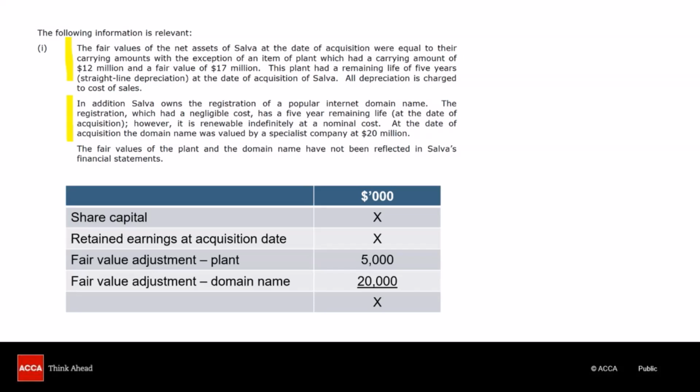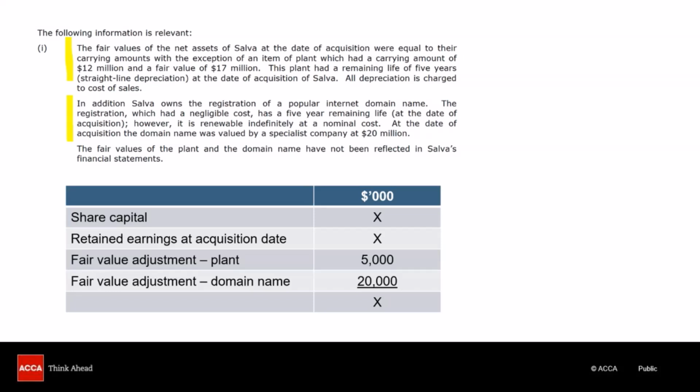Now, over here, for the fair value adjustment with respect to plant, we need to add it in the working for the cost of investment, because this is a positive adjustment. The value of an asset is increasing. The second working is, in addition, Salva owns the registration of a popular internet domain name. The registration, which had a negligible cost, has a 5-year remaining life. At the date of acquisition, however, it is renewable indefinitely at a nominal cost. And the domain name was worth 20 million.